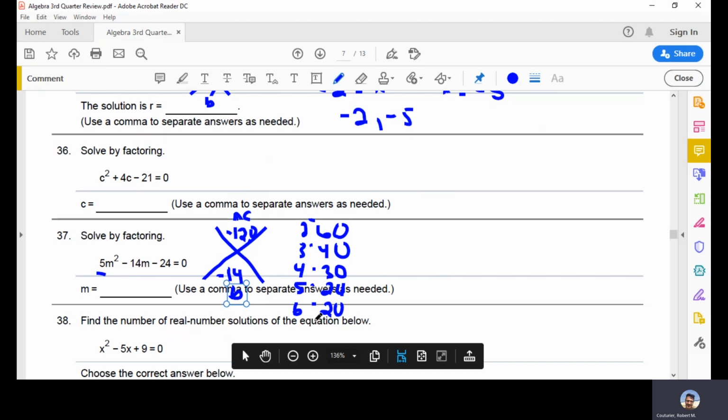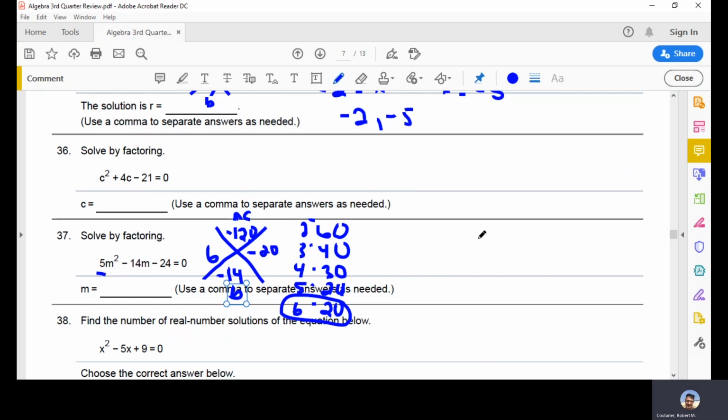Now I just came across one. Look, if we add these two together here, we get that negative 14. So 6 and negative 20. We are ready to start. Remember, the AC method is different because we use these numbers this time to rewrite that middle term, and then we factor by groups.